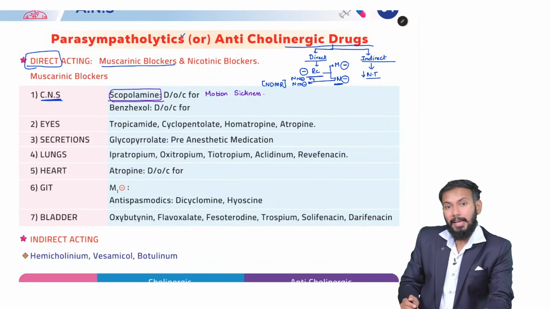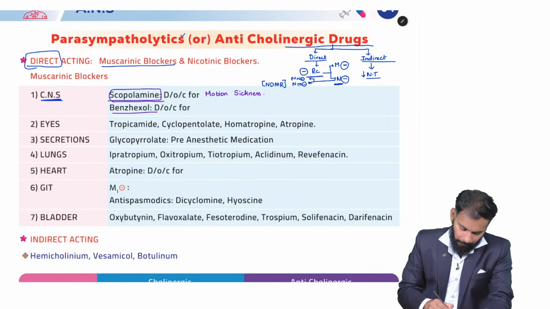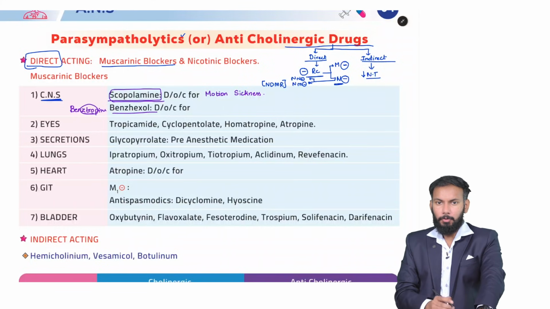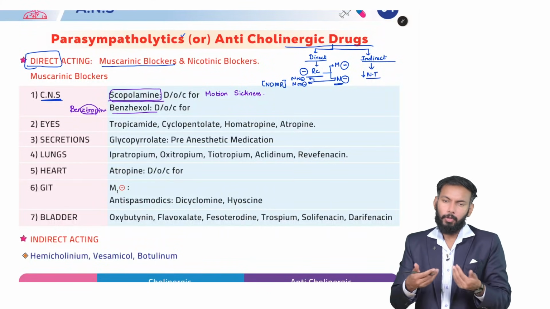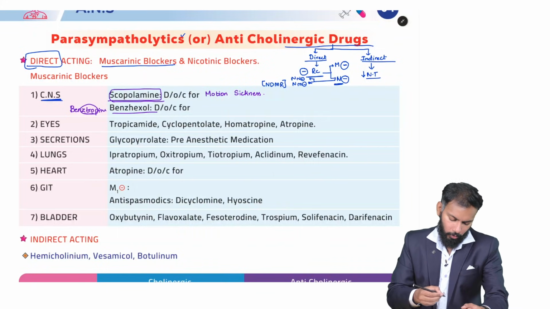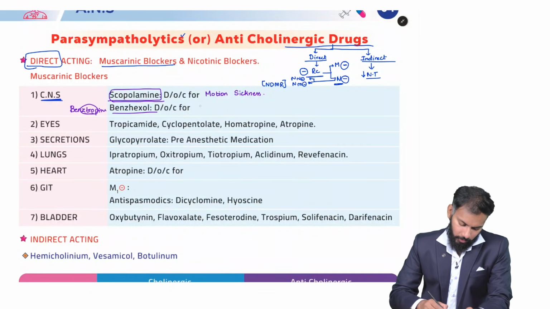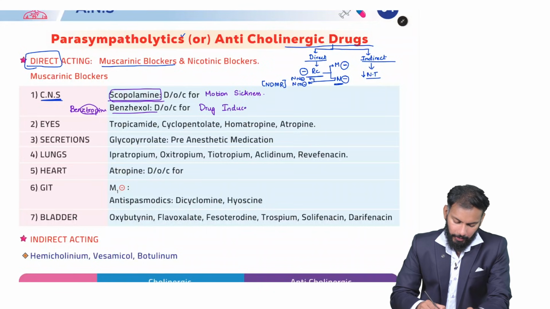Next is benzhexol or benztropine. Benzhexol is also known as benztropine. I already told you, wherever you see the word trop, what is it? It is an anti-muscarinic drug. I told you it is an anticholinergic drug. So benztropine. Benztropine is drug of choice for drug-induced Parkinsonism. This I will teach you in detail in central nervous system. For now, remember it is drug of choice in drug-induced Parkinsonism.